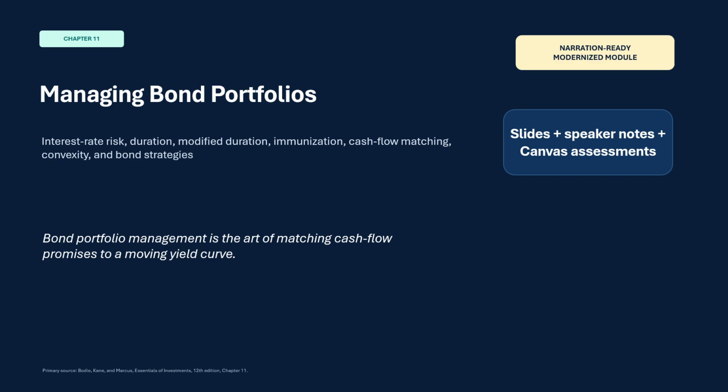Welcome to Chapter 11, Managing Bond Portfolios. In Chapter 10, we priced individual bonds by discounting coupons and principal. Now we move from one security to a portfolio with a job to do. That job may be earning income, tracking a benchmark, protecting capital, funding a pension payment, or meeting a specific liability 5, 10, or 30 years from now.